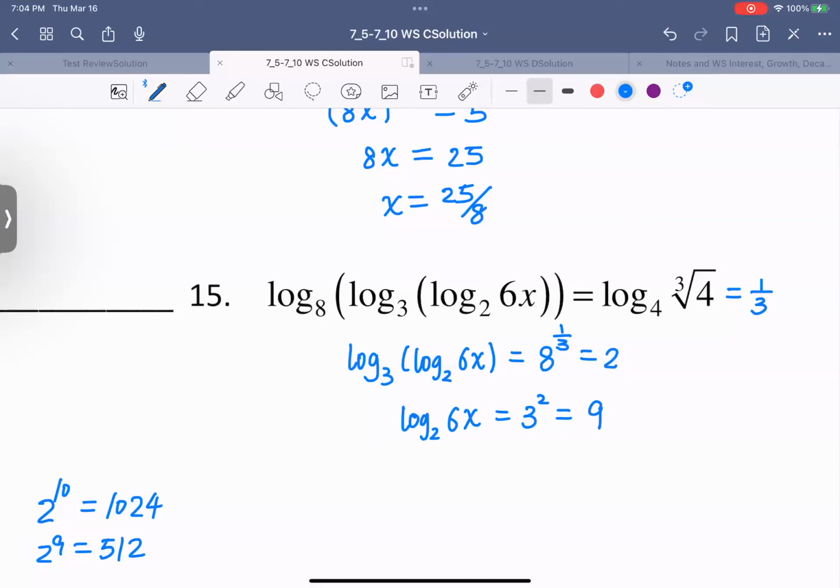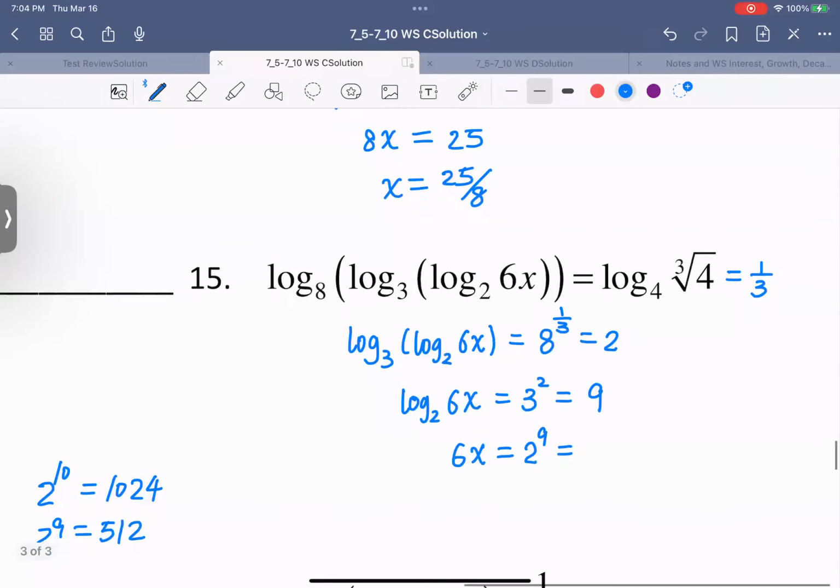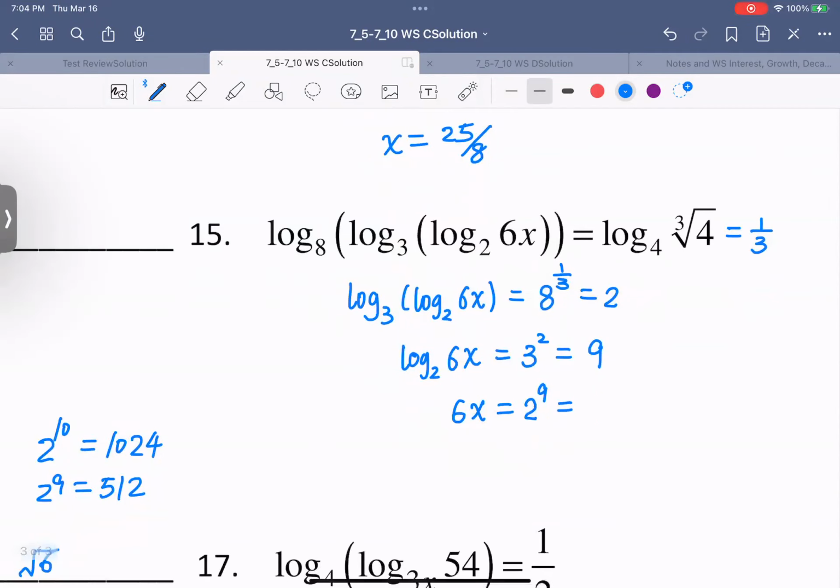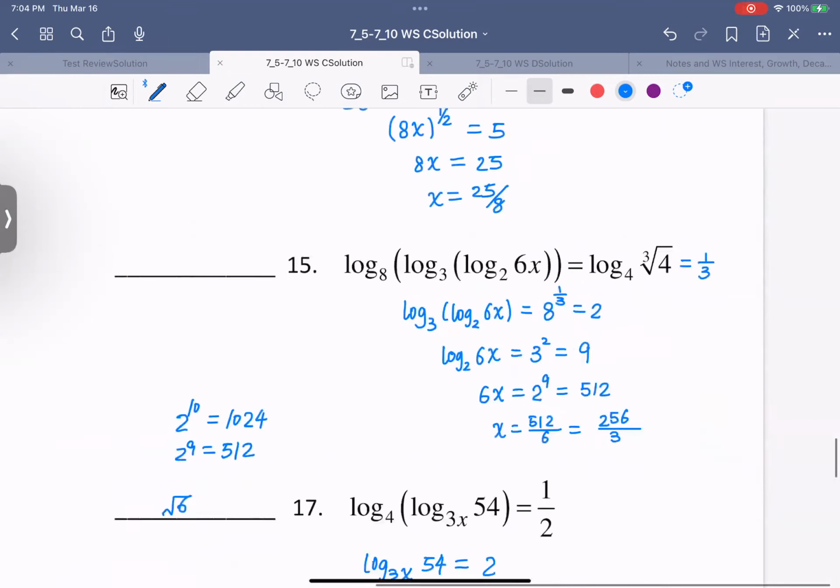Next, 6x equals 8 to the 9th, which is, wait, my birthday divided by 2. October 24 over 2. Wait, 512. I think. Yes. And x is this over 6. Top one divided by 2. Bottom one divided by 2. Okay. Makes sense now? Yeah, that's 15.